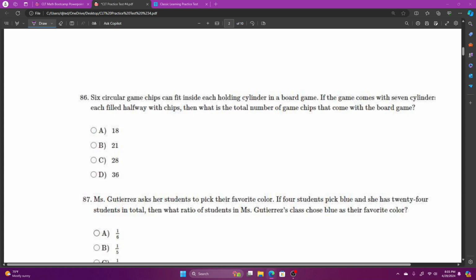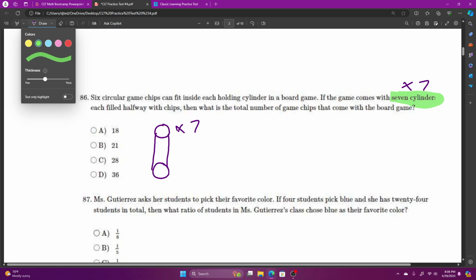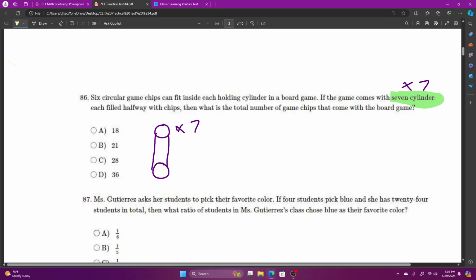So you have this game that has these little cylinders. And there are 7 cylinders. So this cylinder times 7. There's 7 of them. It can hold 6, but it's only filled halfway. 6 chips can fit, but it's filled halfway. So how many chips are in here?